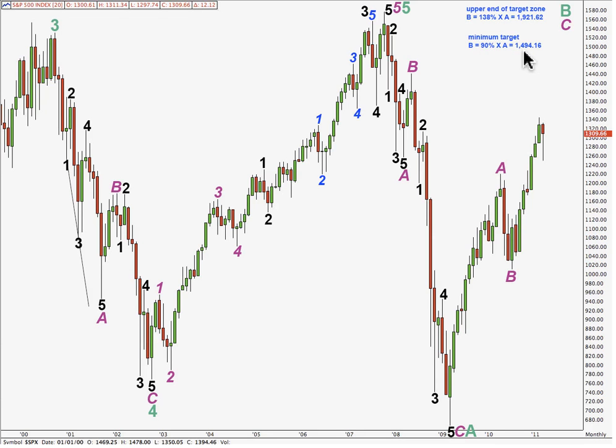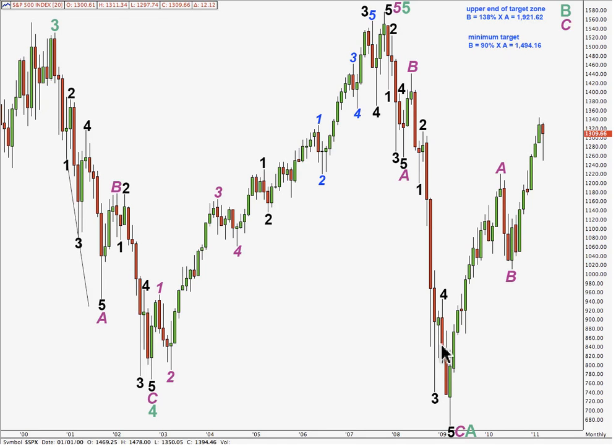That's achieved at 1494.16. The most common maximum length of B in relation to A is 138% the length of A, and that will be achieved at 1921.62. So we should expect price to continue on up at least to this minimum target, and probably to end at least above here and probably before this point. I have more accurate smaller target zones on my daily charts. So this is the big picture on a monthly chart.